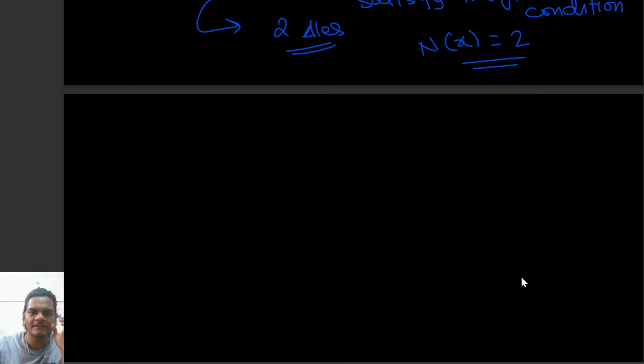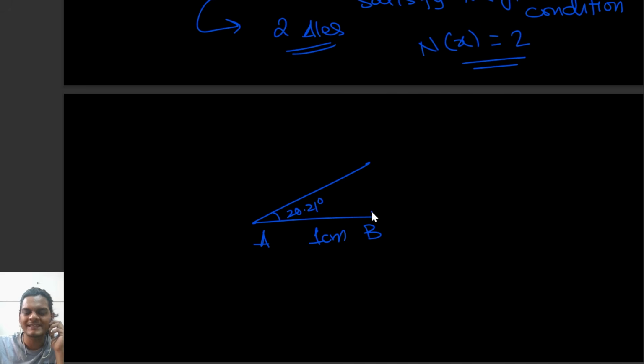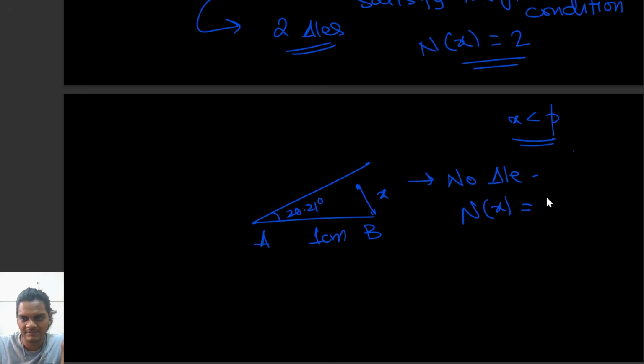But if you see that, obviously, if I have AB here, this is 1 centimeter, and I have the same angle here, 20.21 degrees, and the length is shorter, I will not even reach. If x is less than the perpendicular, I will not even reach. So there is no triangle formed. So n of x is 0. I hope you observe this.